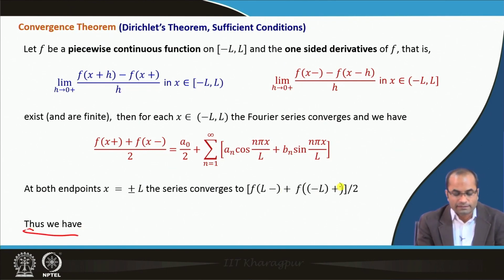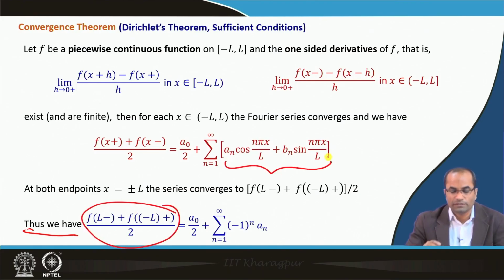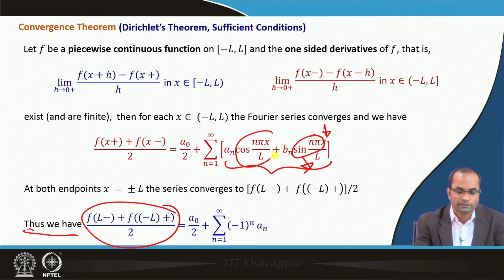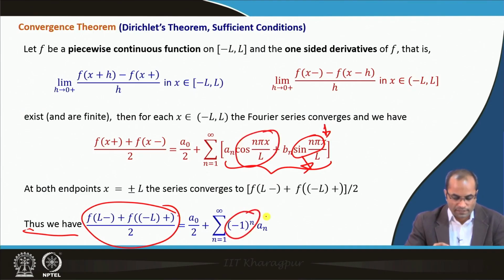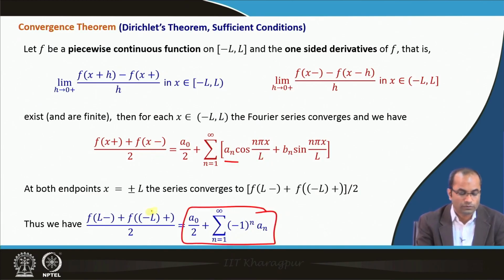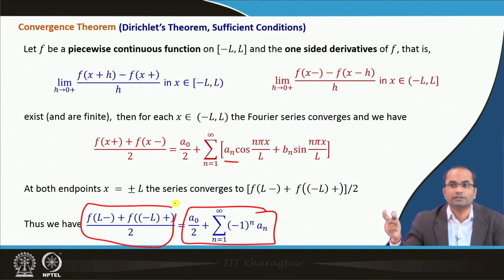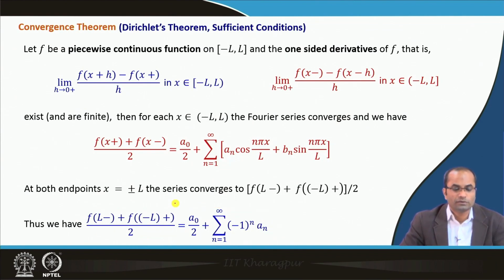And thus at these end points the series will be simplified. When we put these end points there, this will be sin n pi, which will become 0, and then we have minus 1 power n, and then these a n's there. So, this is equal to the average value of the function, again considering its periodicity. Okay, well, so this was the convergence theorem, or the Dirichlet theorem, and these two are the sufficient conditions.